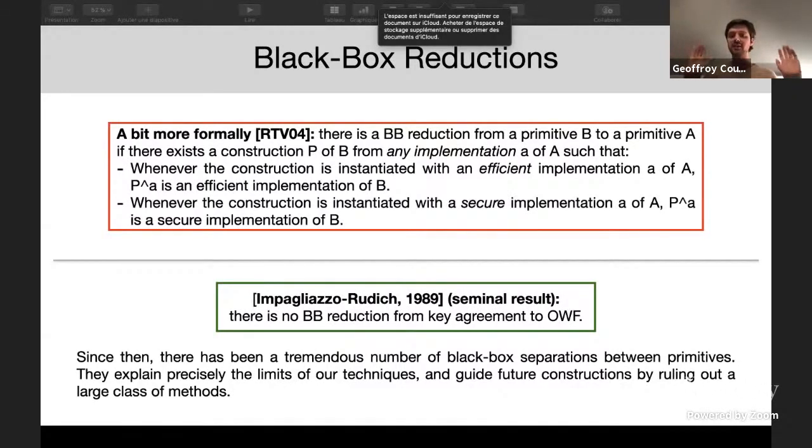So let's just stick with black box reductions, a large set of techniques for reduction that do not look at much more than the input-output behavior of the primitives involved. The seminal result by Impagliazzo and Rudich was that there is no black box reduction from key agreement to one-way functions. Since this seminal result, there has been a tremendous number of black box separations between cryptographic primitives, and they explain why we've been stuck for so long on some problems we're trying to solve, but they also guide future constructions by ruling out a large class of methods.